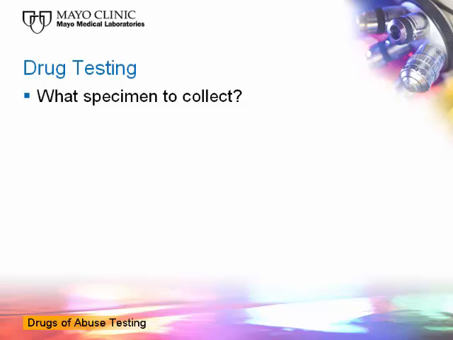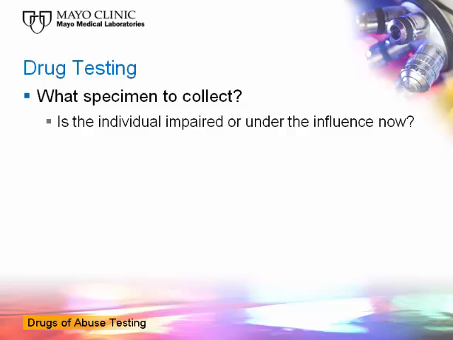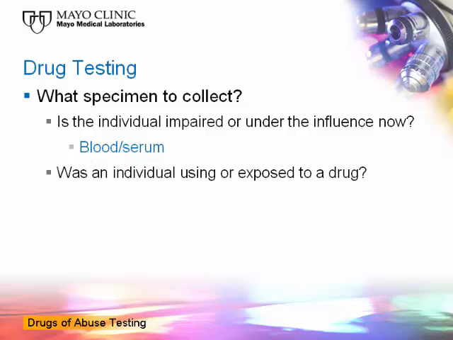Well, going along with that, you have to decide what specimen to collect. The question you have to ask yourself now is, is the person that I am examining right now under the influence of drugs? If that is the question, then blood or serum is the most appropriate. To decide if that person is impaired right now, that's the best one. However, if the question you're asking is, was an individual exposed to a drug or using the drug in the past, then urine would be a more appropriate sample, as it gives you a longer time detection window, which will be discussed later on.